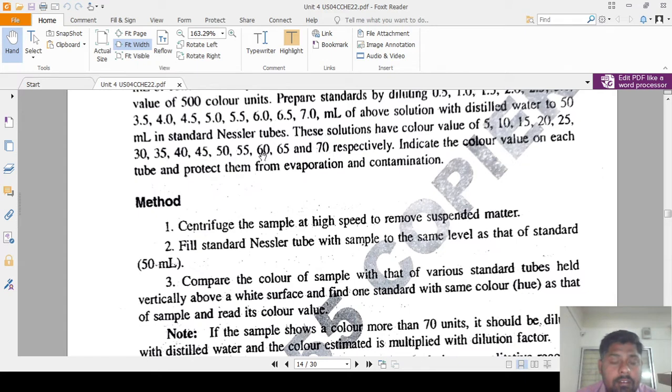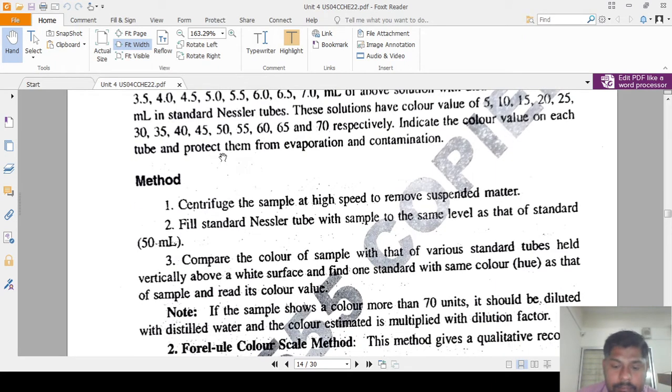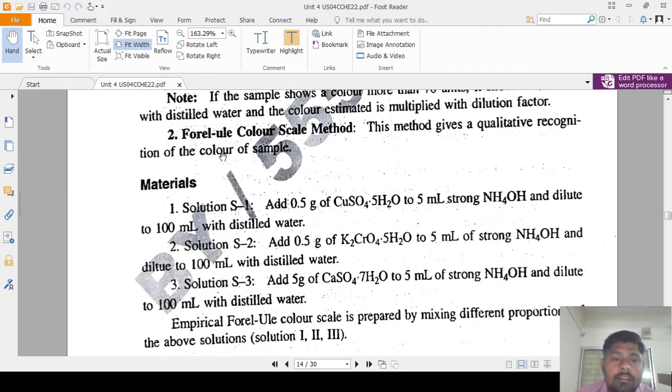Okay, if the sample is matched with 50 unit, then multiply this 50 with 10, because we diluted the solution 10 times. So, the answer is 50 into 10, that is 500 color unit. It is like that. Then the Forel color scale method.